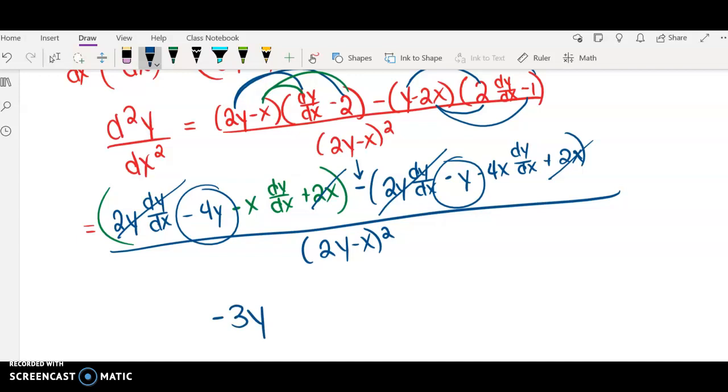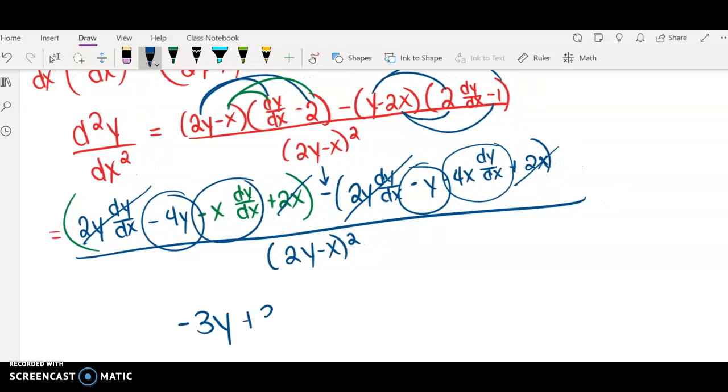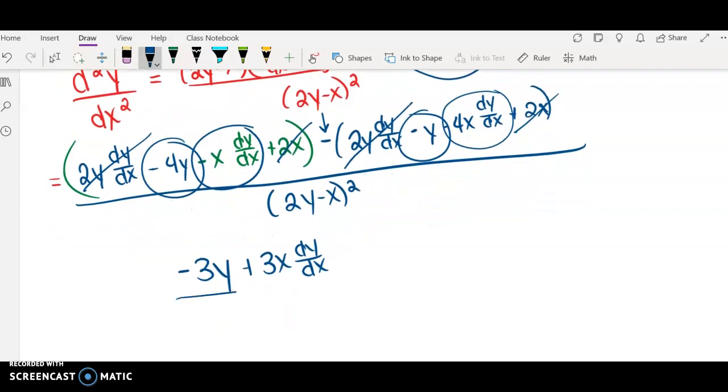And then I have a negative x dy over dx minus a negative 4x dy over dx. That's the same as a negative x plus 4x, which gives me a positive 3x dy over dx. And then the denominator is going to stay the same.